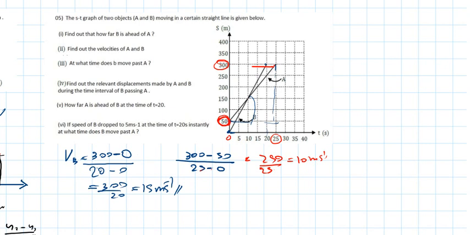Find out the relevant displacement made by A and B during the interval of B passing A. Taking the displacements, B went 150. A has made a displacement of 100. This one has made a displacement of 150. At 20 seconds, A is ahead of B.